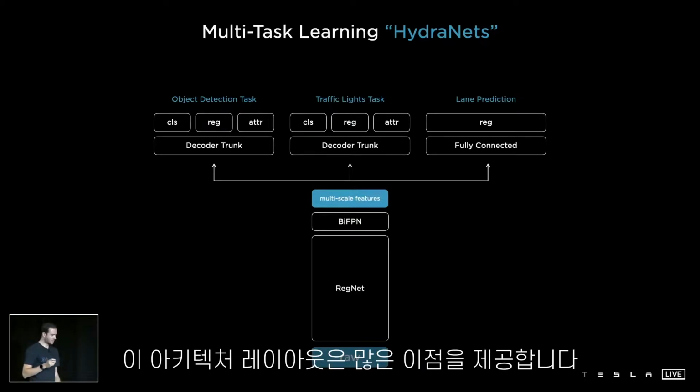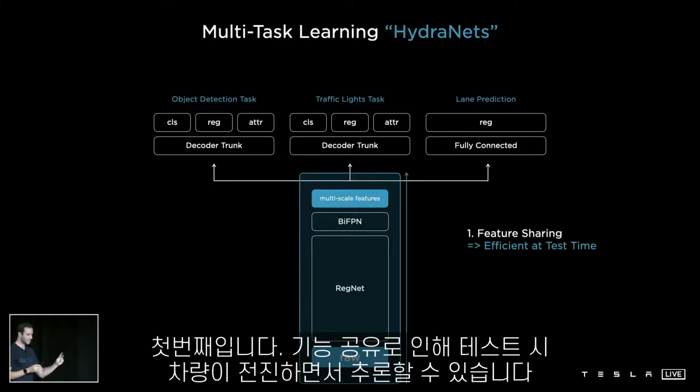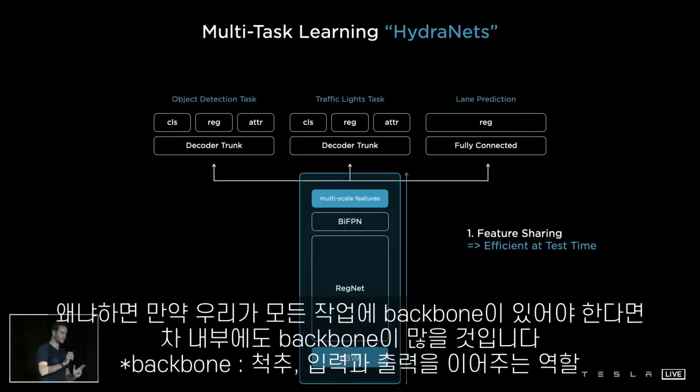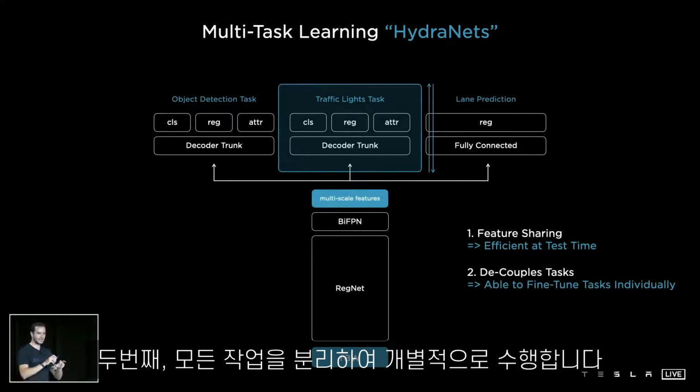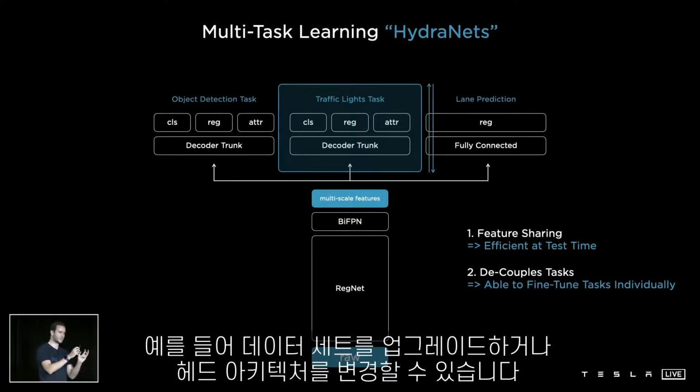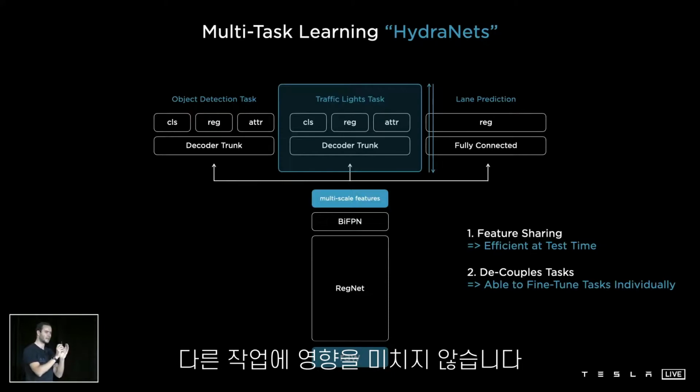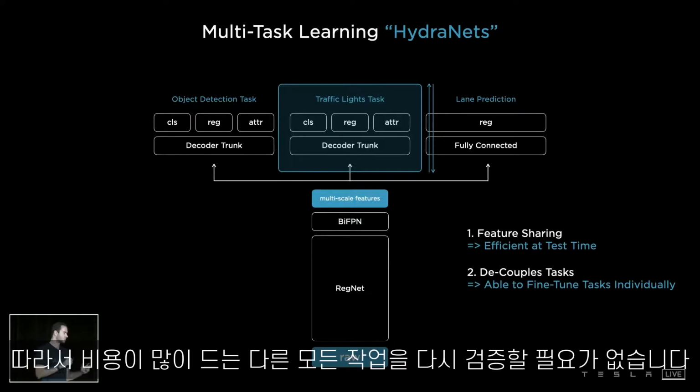Now, this architectural layout has a number of benefits. So number one, because of the feature sharing, we can amortize the forward pass inference in the car at test time. And so this is very efficient to run. Because if we had to have a backbone for every single task, that would be a lot of backbones in the car. Number two, this decouples all of the tasks, so we can individually work on every one task in isolation. And for example, we can uprev any of the data sets or change some of the architecture of the head and so on. And you are not impacting any of the other tasks. And so we don't have to revalidate all the other tasks, which can be expensive.